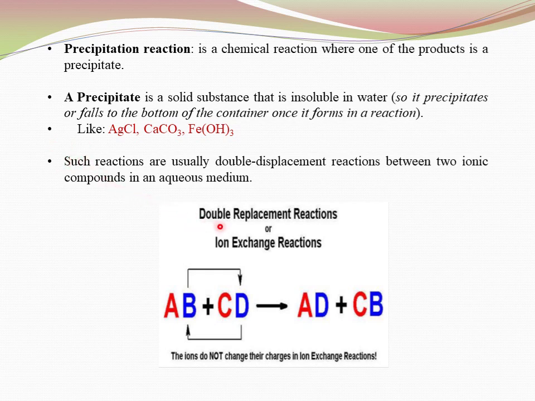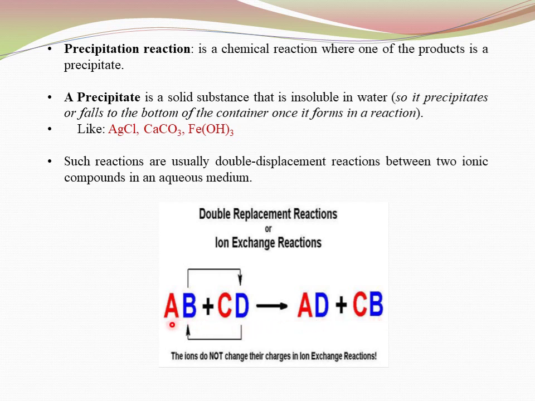Now the precipitation reaction is a type of double replacement reaction, or ion exchange reaction. So what's a double replacement reaction? A double replacement reaction, or ion exchange reaction, occurs between two ionic compounds in aqueous solution. Cations and anions in the reactants change partners in the products.